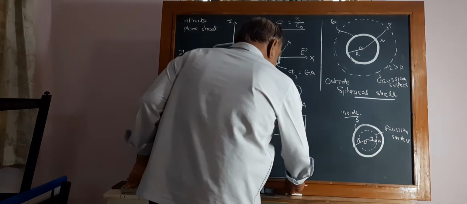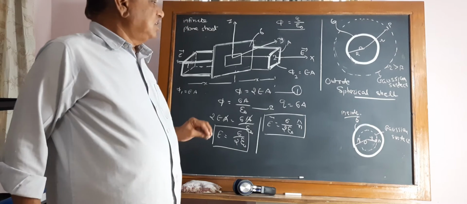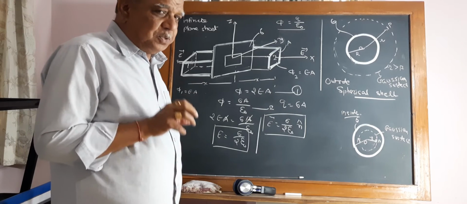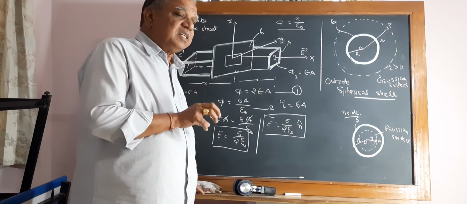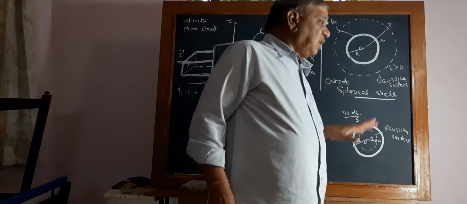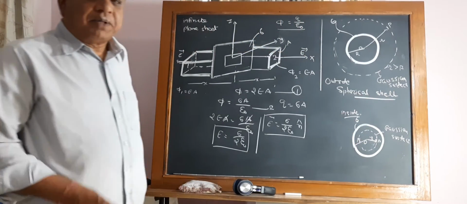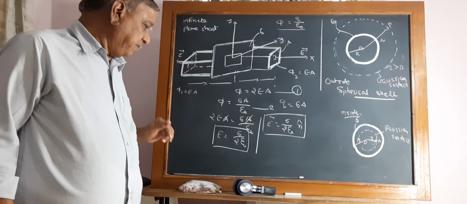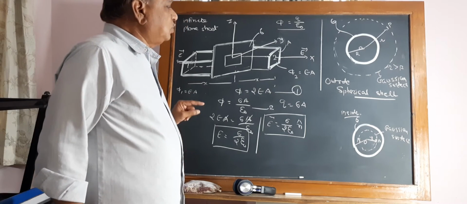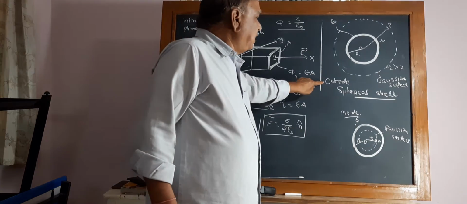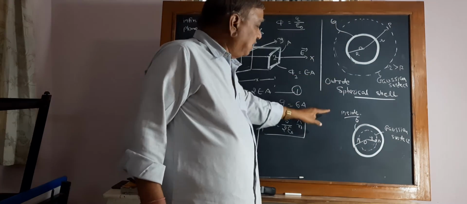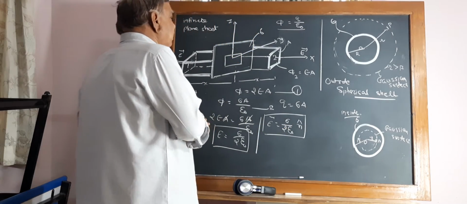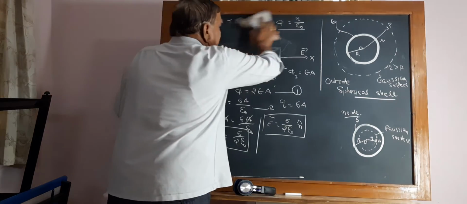Now the next topic and last application: the electric field due to a uniformly charged spherical shell. We have to determine the field due to a uniformly charged spherical shell. Here we will discuss two cases. First, the field outside the shell, then the field inside the shell. First, we are discussing the field outside the shell.